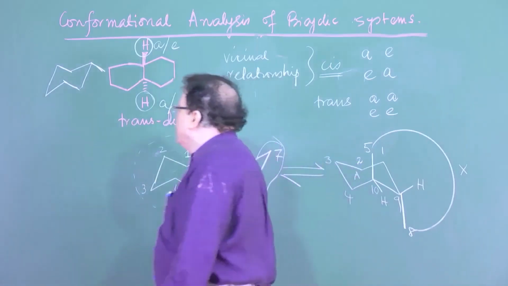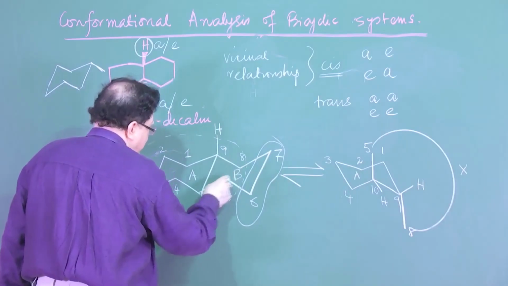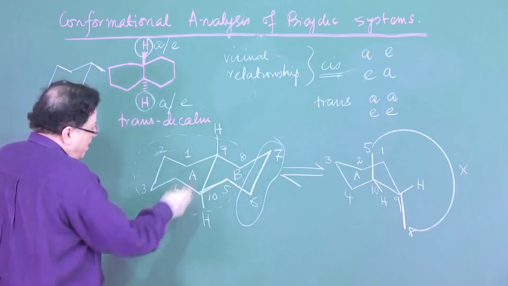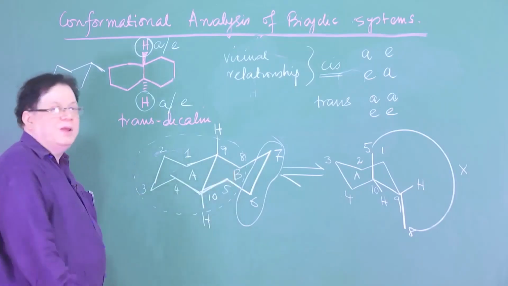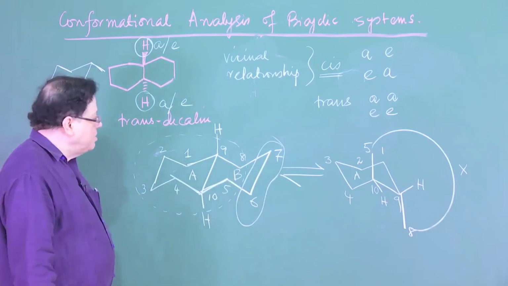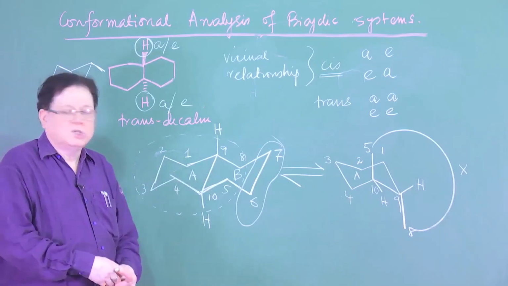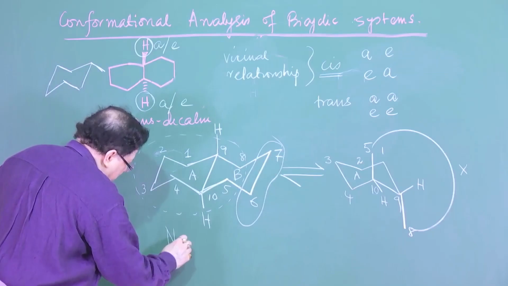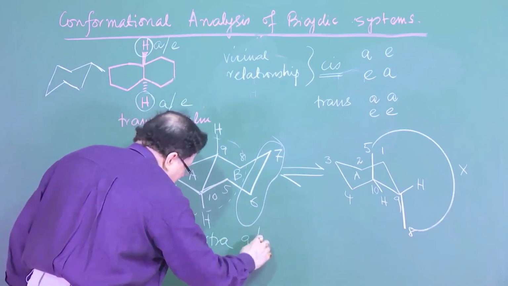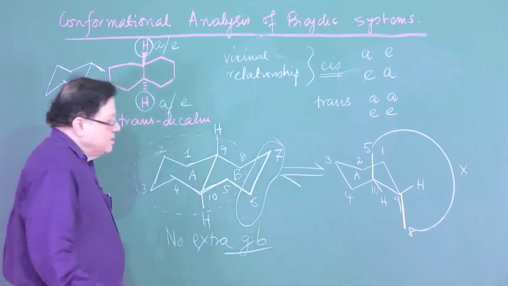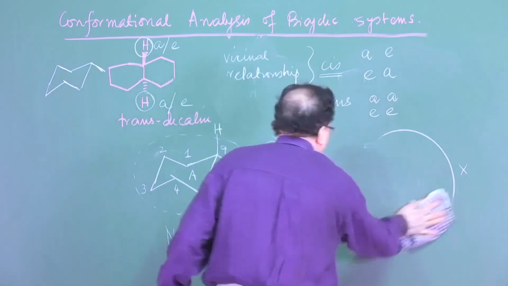Okay. So, here this is diequatorial with respect to A ring, and these 2 bonds are also diequatorial with respect to B ring. So, they will not introduce any extra gauche butane interactions. Okay.